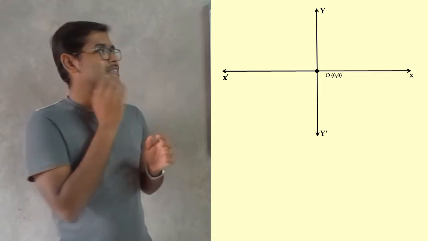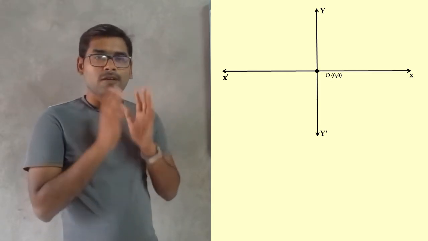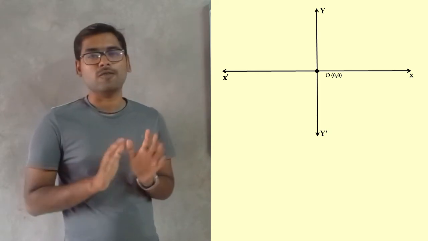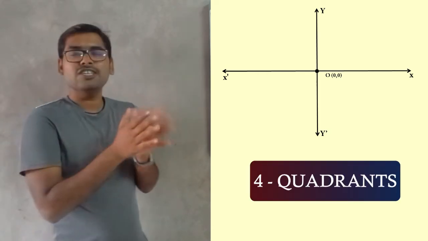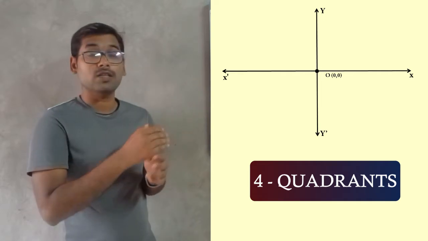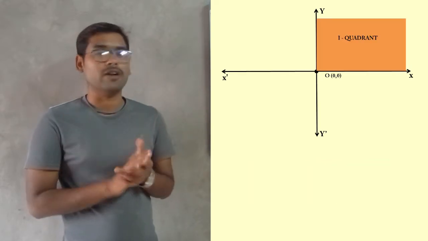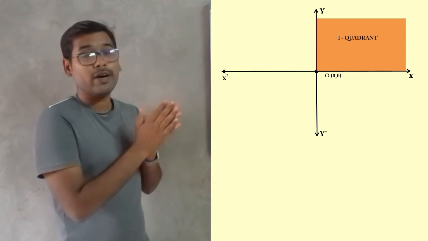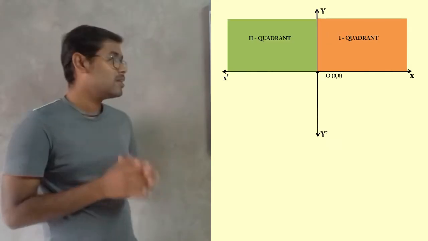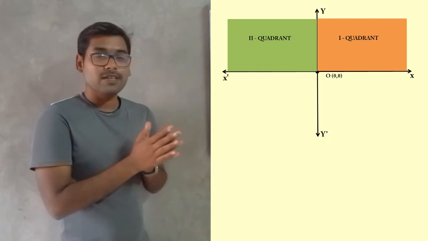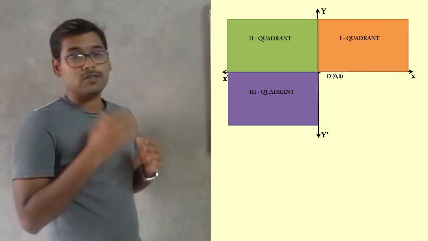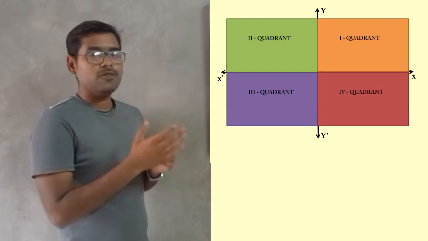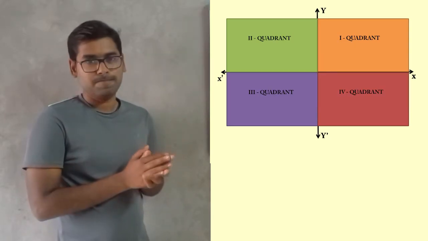If you observe, these x and y axis will divide the plane into four different parts, and these four parts are known as four quadrants. The region between the positive x axis and the positive y axis is known as the first quadrant, and the region between the negative x axis and the positive y axis is known as the second quadrant. Similarly, the region between the negative x axis and the negative y axis is known as the third quadrant, and finally the fourth quadrant is the region between the positive x axis and the negative y axis.